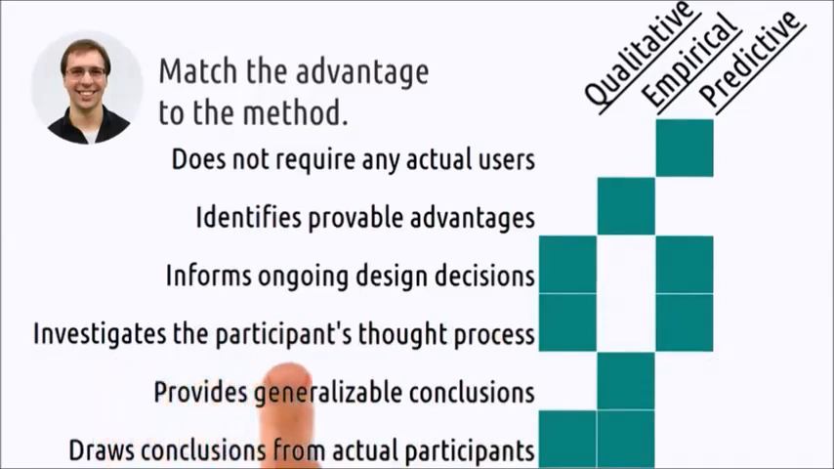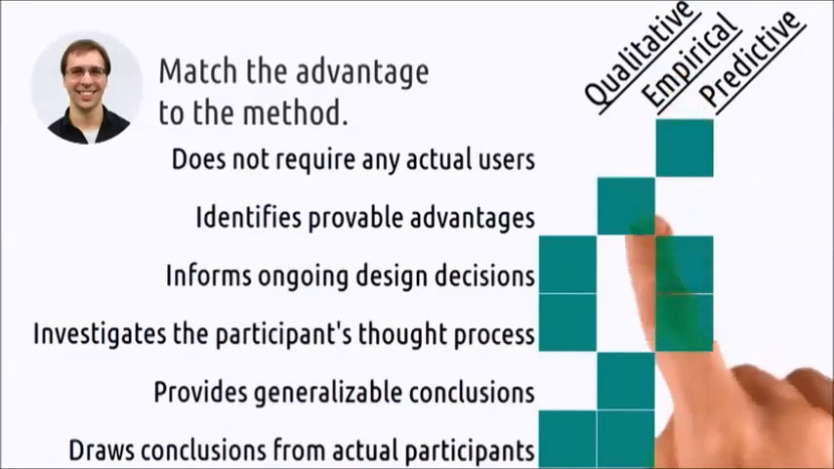As far as investigating the participant's thought process, again, empirical evaluation doesn't really do that. It only assesses participants' performance numerically. Qualitative evaluation definitely does this because it actually asks users to think out loud and describe their thought process. And really, predictive evaluation tries to investigate the participant's thought process, just in a lower overhead or lower cost kind of way. It does so by having experts in usability design simulate the participant's thought process and comment on it from the perspective of some preset heuristics.